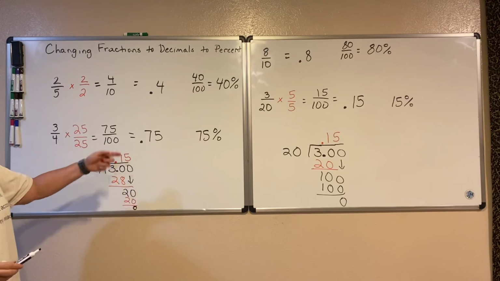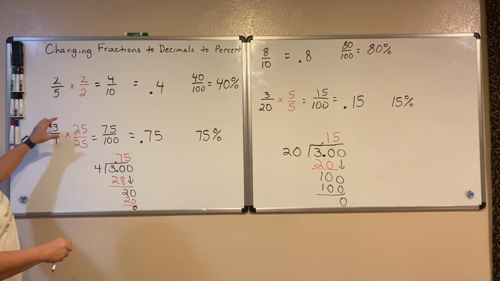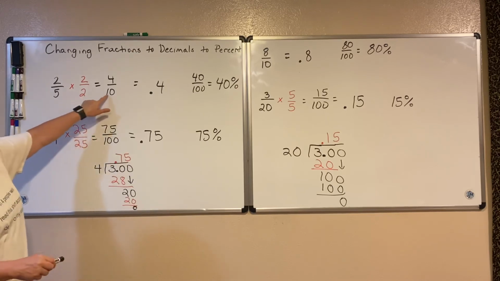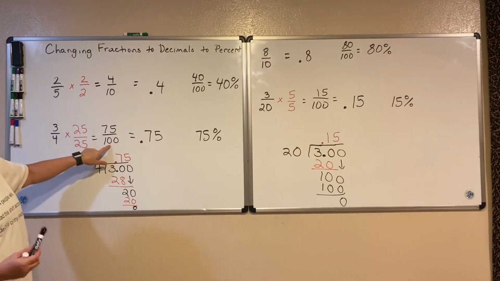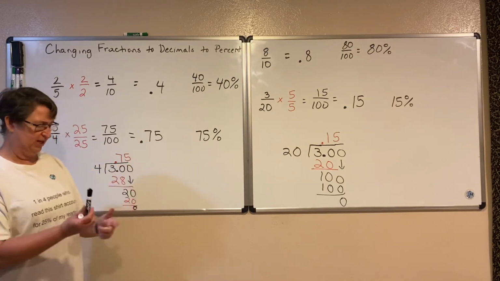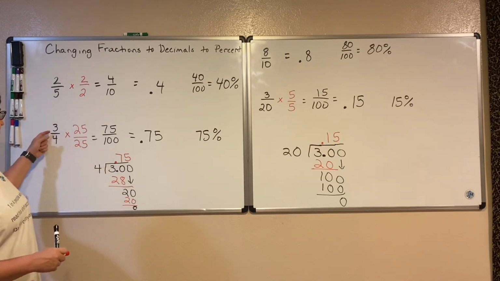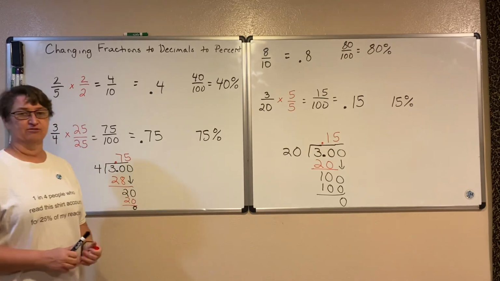Notice I got the 75 hundredths just by dividing. So one way to determine a decimal is just to make your denominator tenths and hundredths, thousandths. And we want it out of 100 to make it into a percent, or we can simply divide the top divided by the bottom to find that decimal as well.